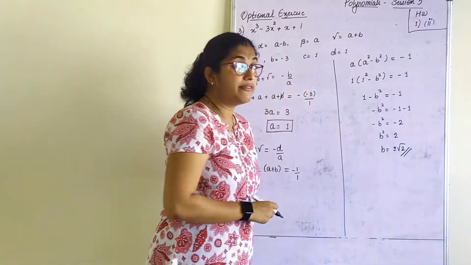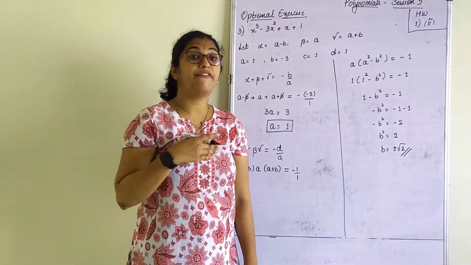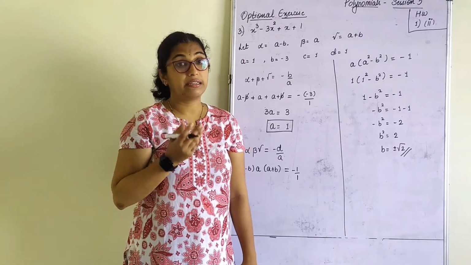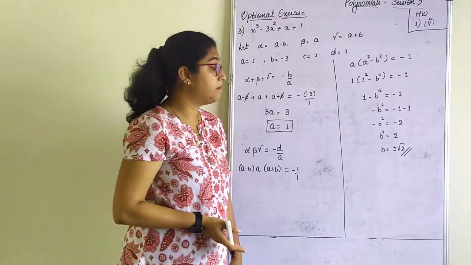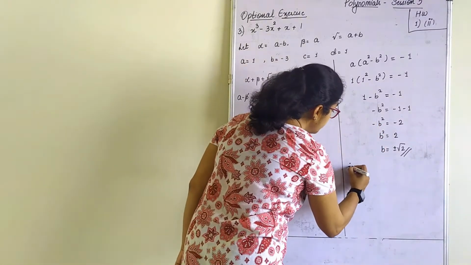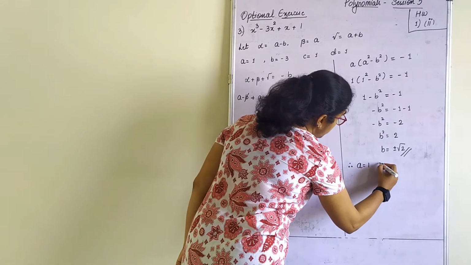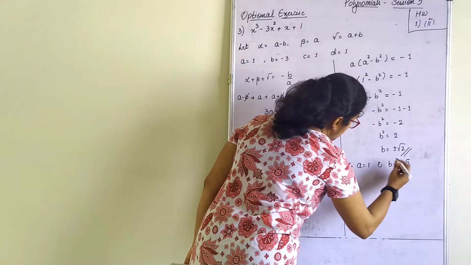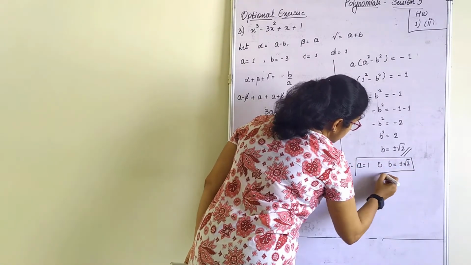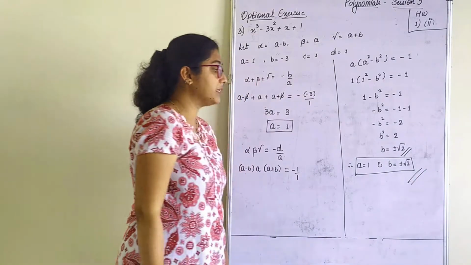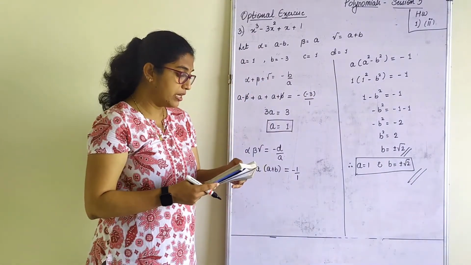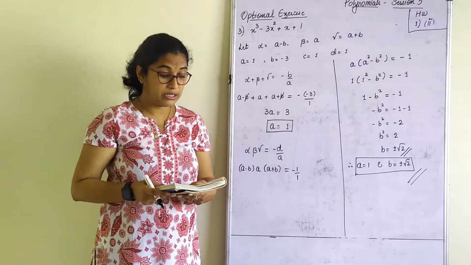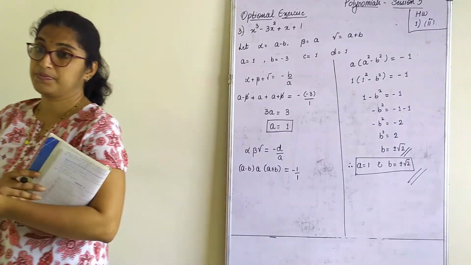A square root always has two values, plus and minus. You have done that by plotting it on the number line. When we plot root 2 on a number line, it comes as plus root 2 as well as minus root 2. Therefore, a is equal to 1 and b is equal to plus or minus root 2. This is the final answer of the given question. We are left with the last two sums. Quite lengthy sums we have here. I want you to write this down and then switch over to the last two sums.